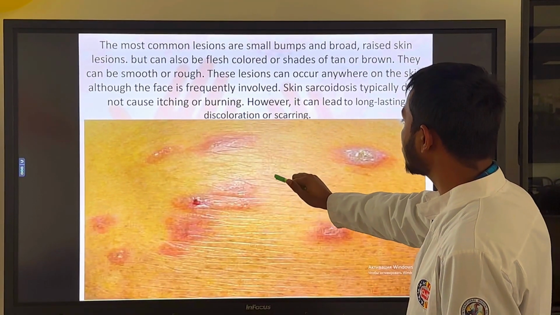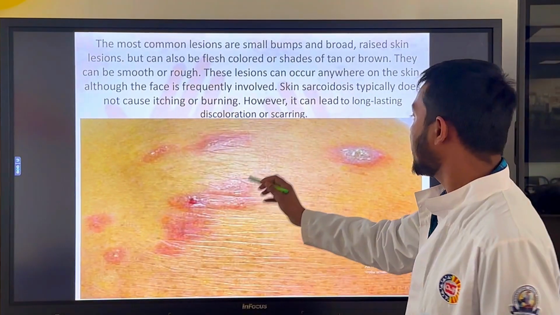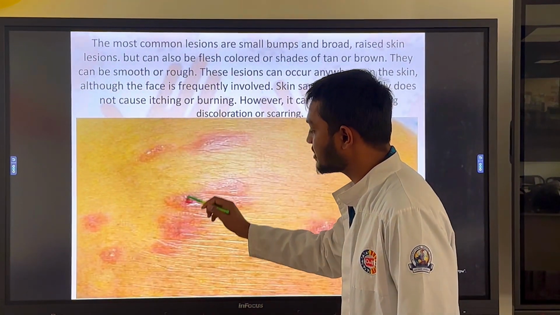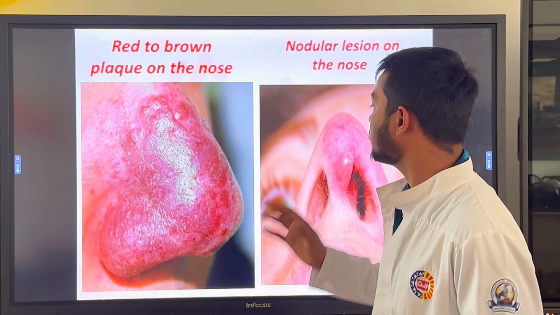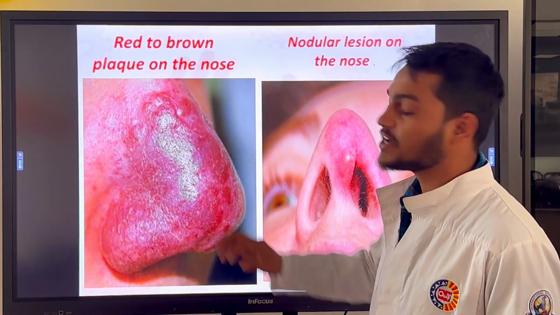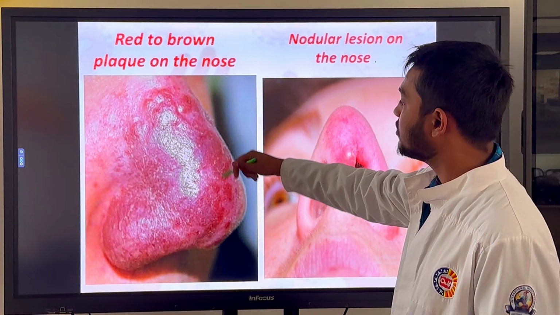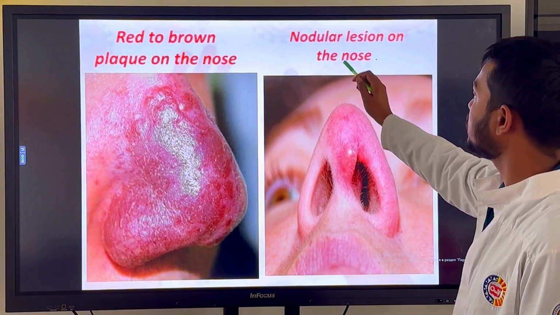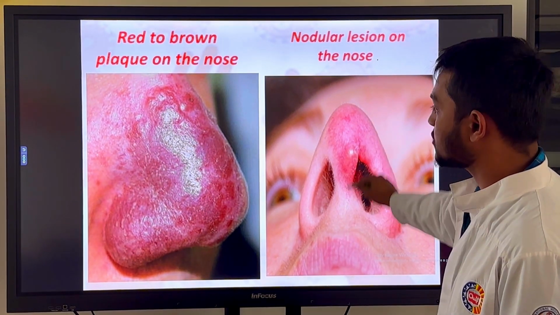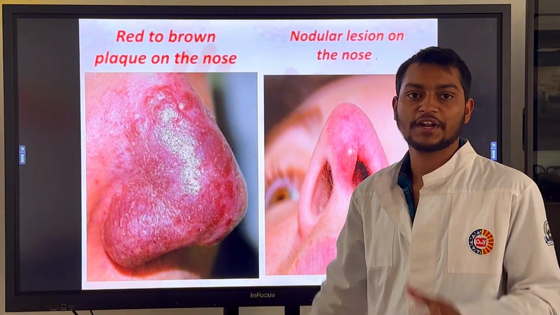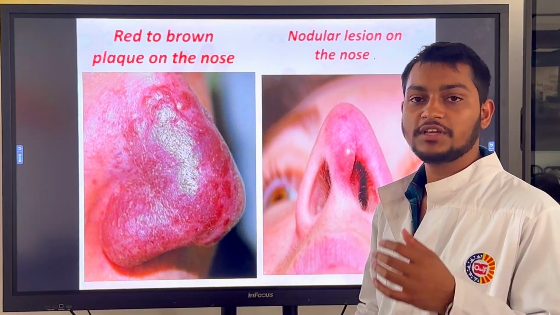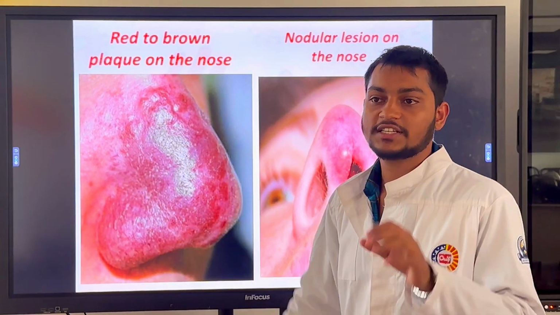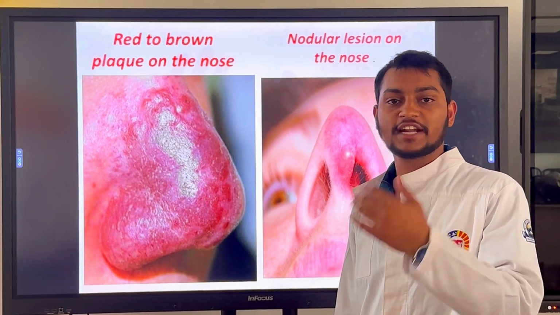You can also see that when it's long term, there is discoloration and scarring. This scarring is also present. Guys, you can see those pictures. The first picture is a red-brown papule on the nose, and also a nodule on the same nose. This is the granuloma, a naked granuloma, present. When we see the histology of the nose, the naked granuloma is present.